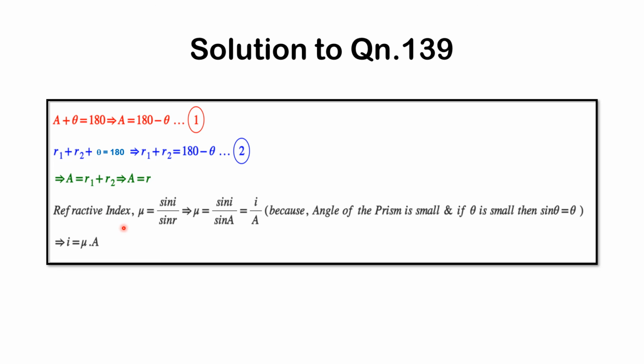We know that refractive index mu is equal to sin I by sin R by Snell's law. So mu is equal to sin I divided by sin A, substituting A for the angle of refraction R. But here they have said that the angle is a small angle. So if theta is small, then sin theta will be equal to theta. This applies to tan theta as well. So sin I will be equal to I, and sin A will be equal to A. So mu is equal to I by A. Cross multiplying, I would get angle of incidence I is equal to mu into A.